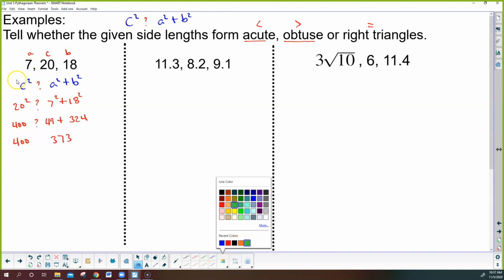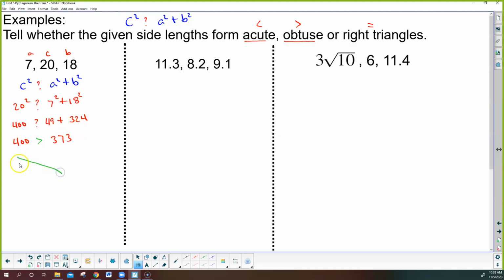Well, what do we know? C squared ends up being larger than the other two sides squared. So if C is larger, that means it's going to open it up wider, and A and B have to open up further. So that means that this ends up being an obtuse triangle.